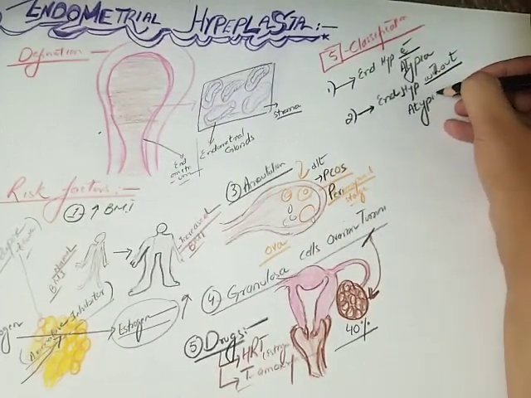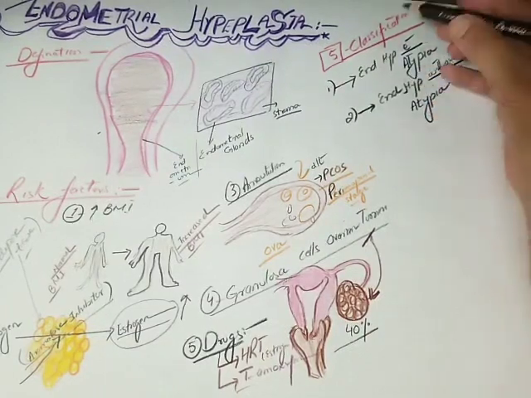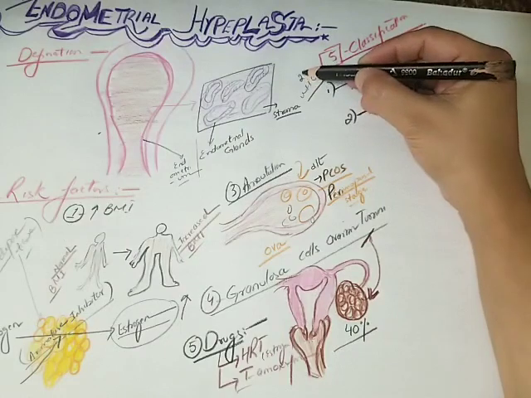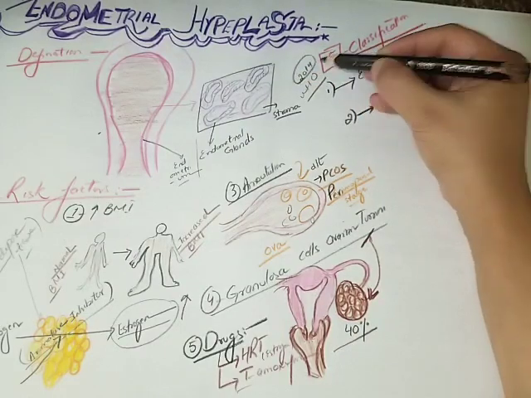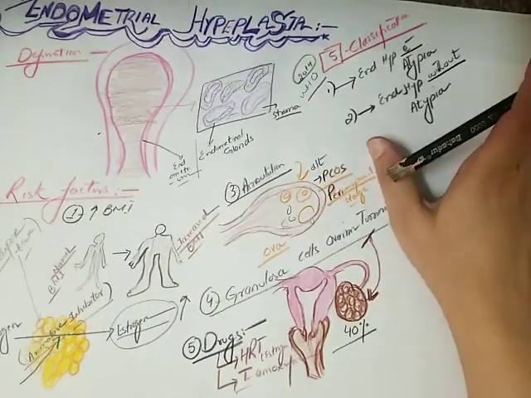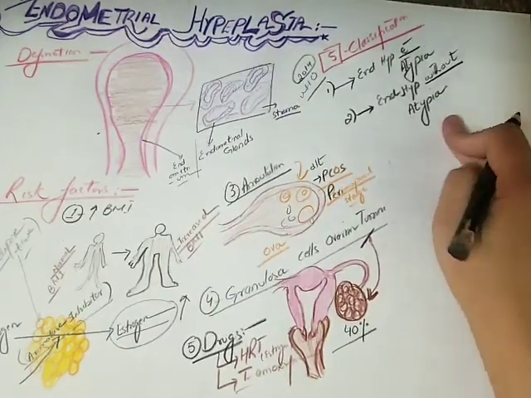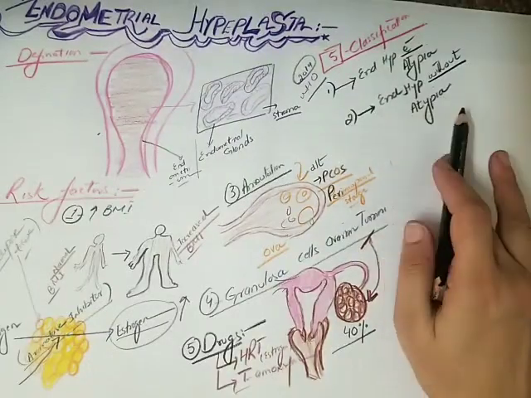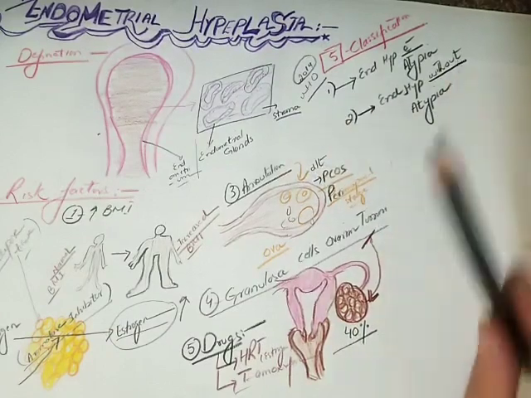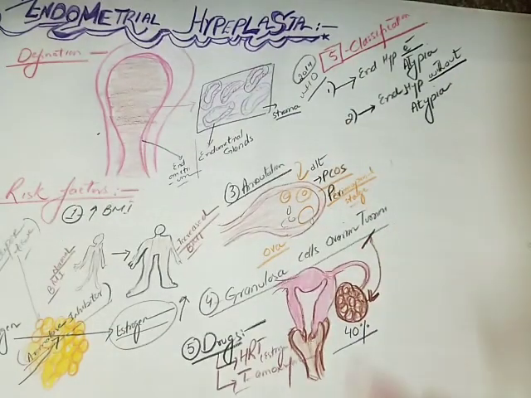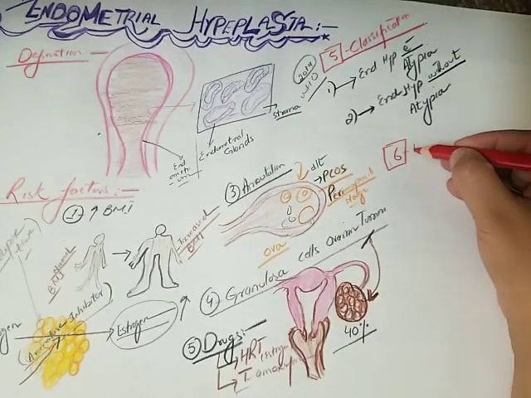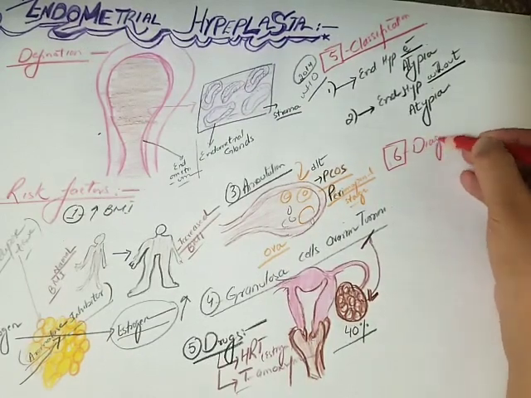These are basically the main classification of WHO in 2014. It is also written in detail that in 1994 WHO classified it into four main types: simple hyperplasia, complex hyperplasia, simple hyperplasia with atypia, and complex hyperplasia with atypia. Now, the sixth point in the RCOG guideline about endometrial hyperplasia is about diagnostic and surveillance methods.